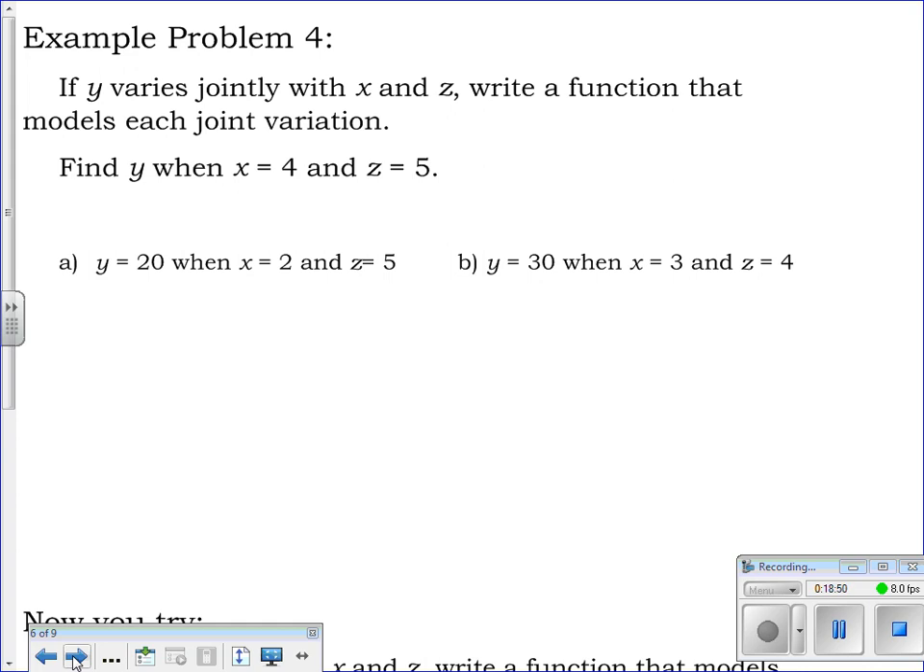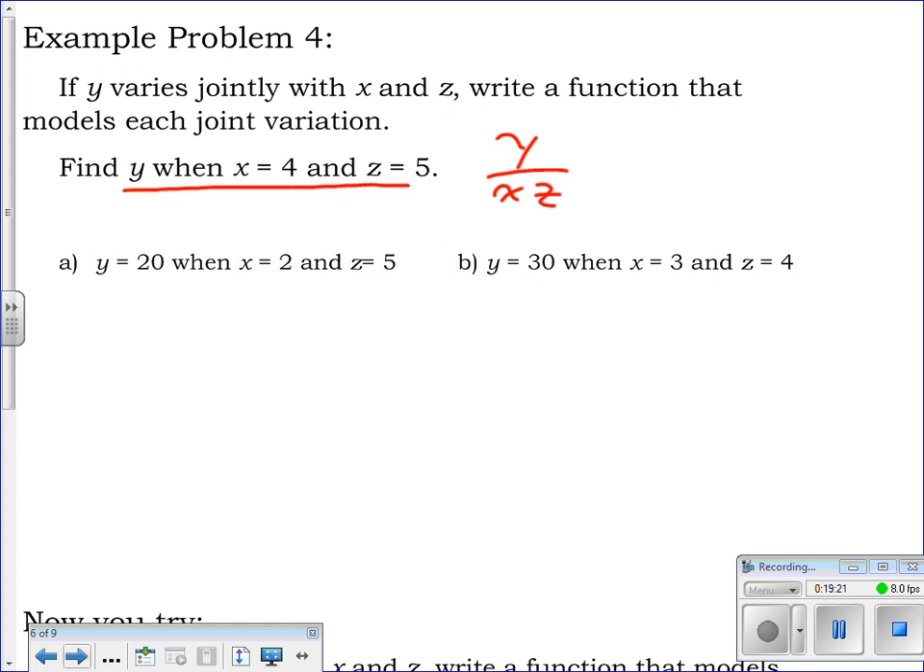Okay. Y varies jointly with x and z. Jointly is the same as directly, meaning both things vary directly, which means you're dividing by both items. So I have the relationship y over x times z. It's just more numbers. Plug in what you know, solve for what you don't.